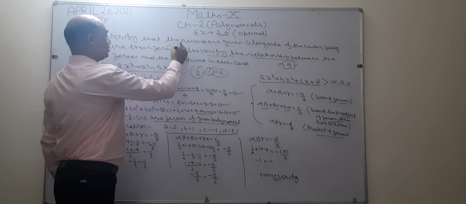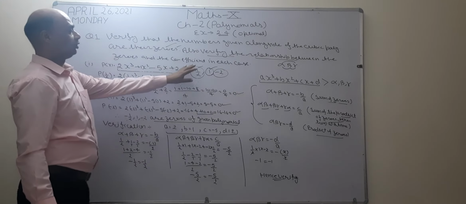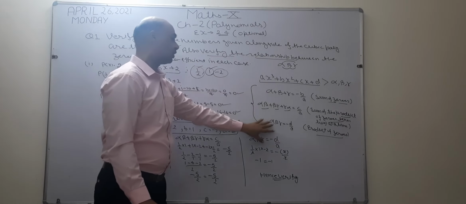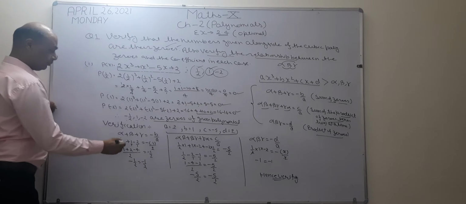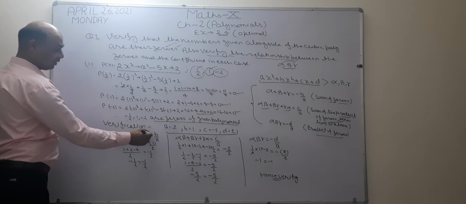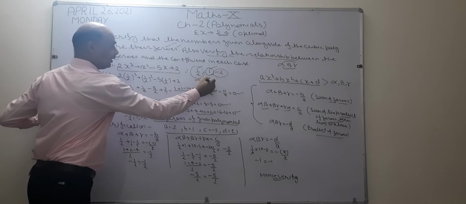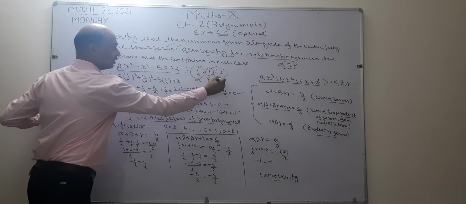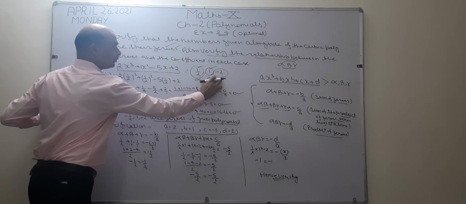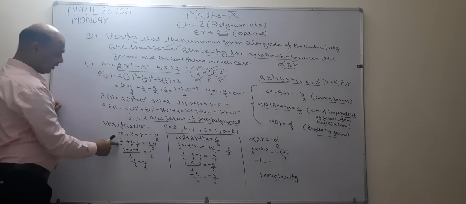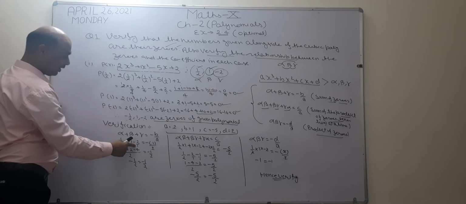Now the first part is clear. After that, I am going to check the verification part. For the verification part, I am going to use this formula. Now I want to write the sum of the zeros: alpha plus beta plus gamma equals minus b by a. What is the value of alpha? 1 by 2. What is the value of beta? 1. And what is the value of gamma? It is minus 2. So I write here minus 2. Alpha becomes 1 by 2, beta becomes 1 and gamma becomes minus 2.